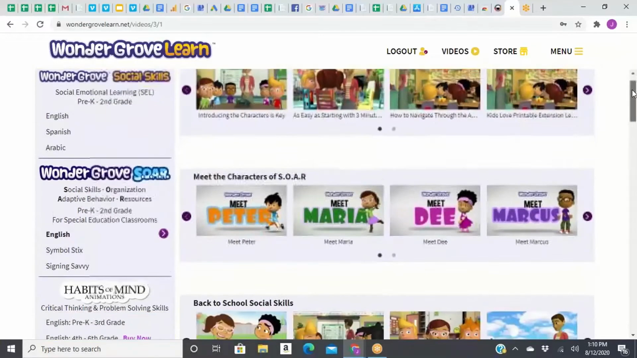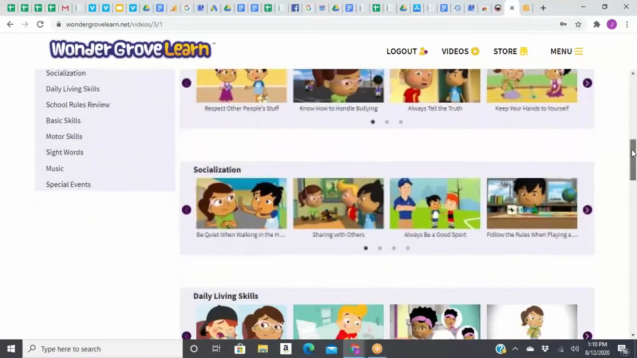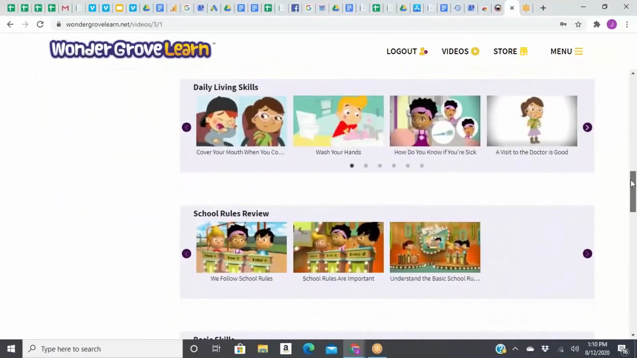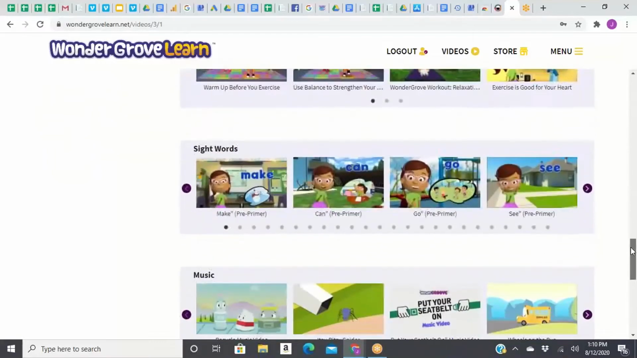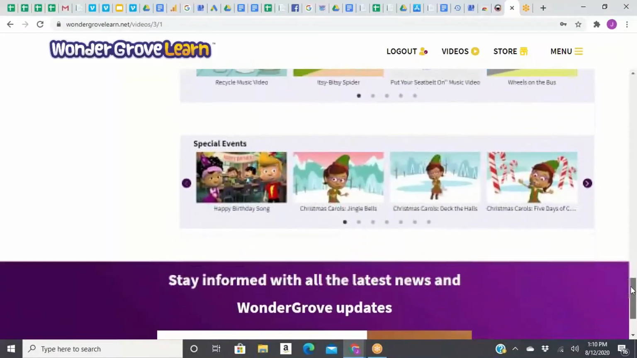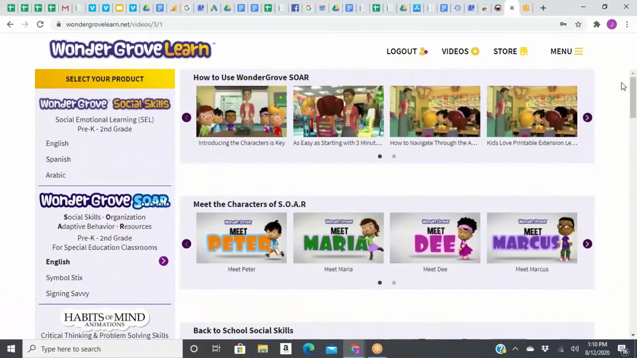And you'll see that this is kind of set up like Netflix or Hulu. You have these rows of videos, and each one has a topic. It goes all the way down to special events. So we'll just go through each one of these rows so you can see what's in here and what some of the extension lessons look like.